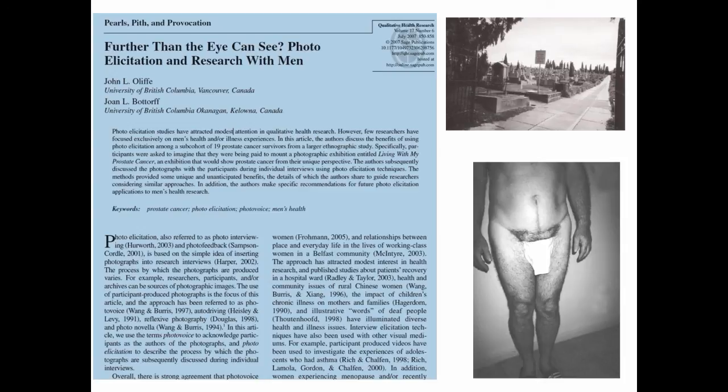So the way it would work is I'd give them the camera, the guys would take the photographs. So I would then take the camera, get the photographs developed, and I would go and interview the guys with photographs. So you never really knew exactly what you were getting until you had the film developed.